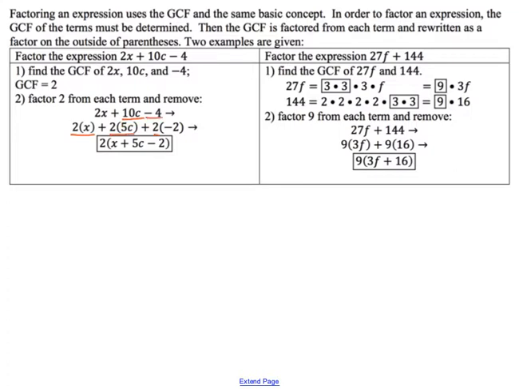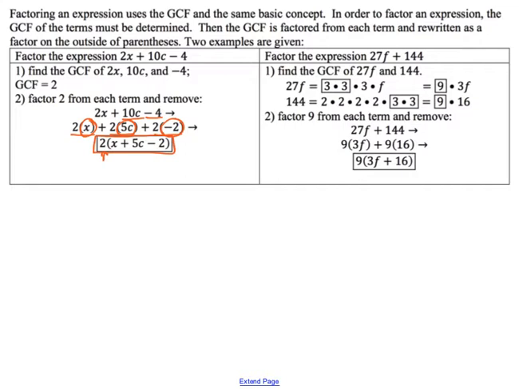And negative 4 is 2 times negative 2. So the 2 comes out, and left inside are x plus 5c plus negative 2. And that gives us our answer, 2 times parentheses x plus 5c minus 2.